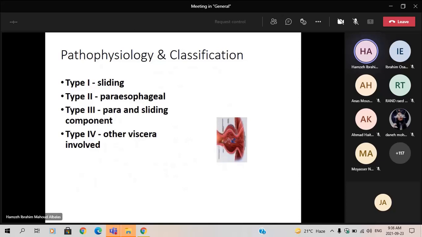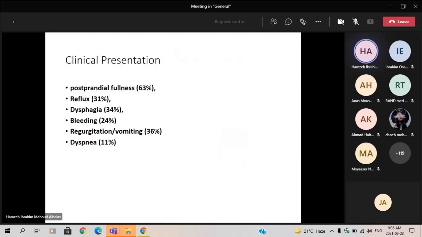Hiatal hernia presents most likely in patients complaining of epigastric pain and may be associated with GERD. There are types of hiatal hernia: type 1, 2, 3, 4. Type 1 is a sliding hernia, type 2 is paraesophageal, type 3 has paraesophageal and sliding components, and type 4 involves other viscera. Clinical presentation: postprandial illness, maybe reflux, dysphagia, bleeding, vomiting, regurgitation, and dyspnea.